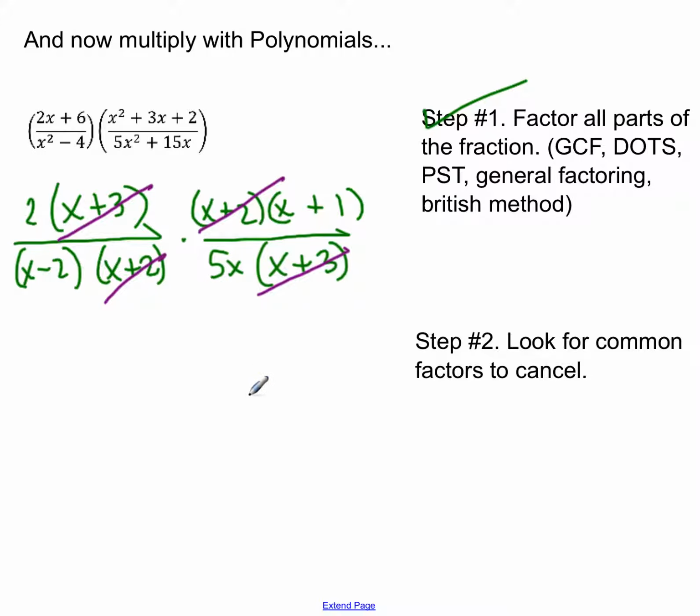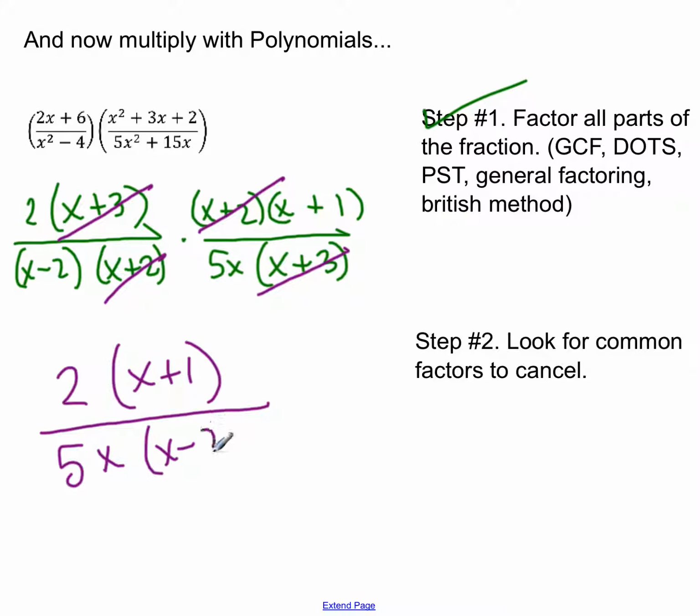Okay, I think that's all I can do. So I'm going to multiply what's remaining. That would have been step 3, which it didn't say, but now I'm going to multiply the remaining top. 2 times x plus 1 over 5x times x minus 2.